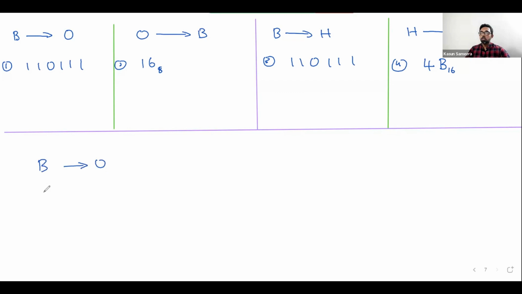Binary to octal, octal to binary, binary to hexadecimal, hexadecimal to binary. Remember the word grouping.